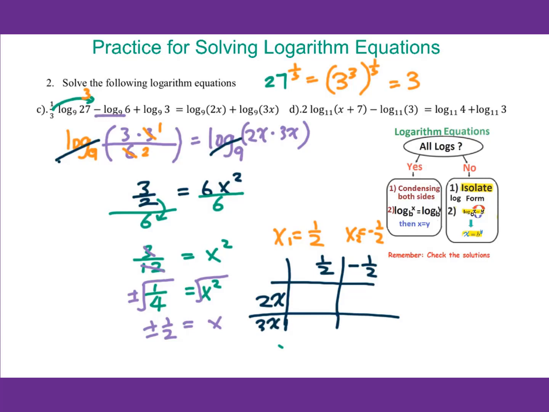Make sure the argument is positive. Plug in 1/2, positive. When you plug in negative 1/2 to 2x, that's negative. So this is not the solution. 1/2 is the only solution.